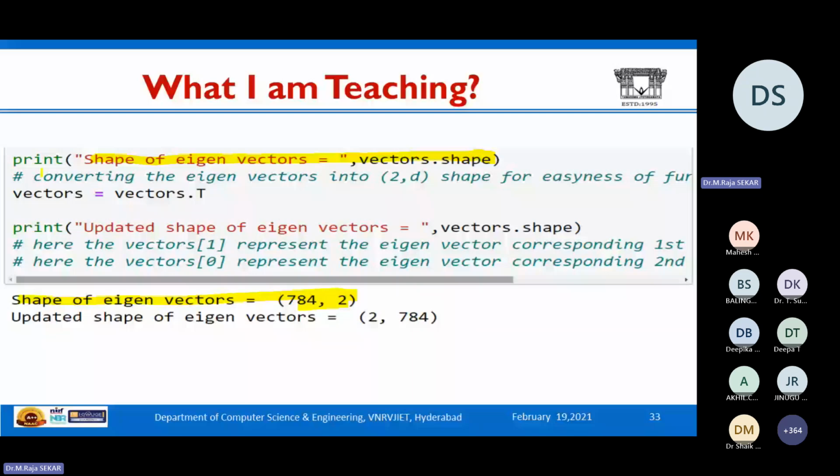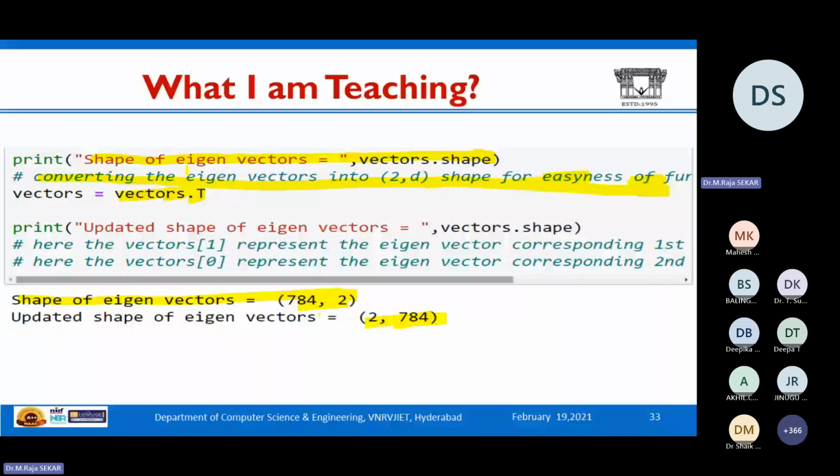What I am doing now is converting the eigenvectors into a 2D shape for ease of processing. Vectors dot capital T means transpose. This 784 by 2 will become 2 by 784. That's what it says, 2 by 784.